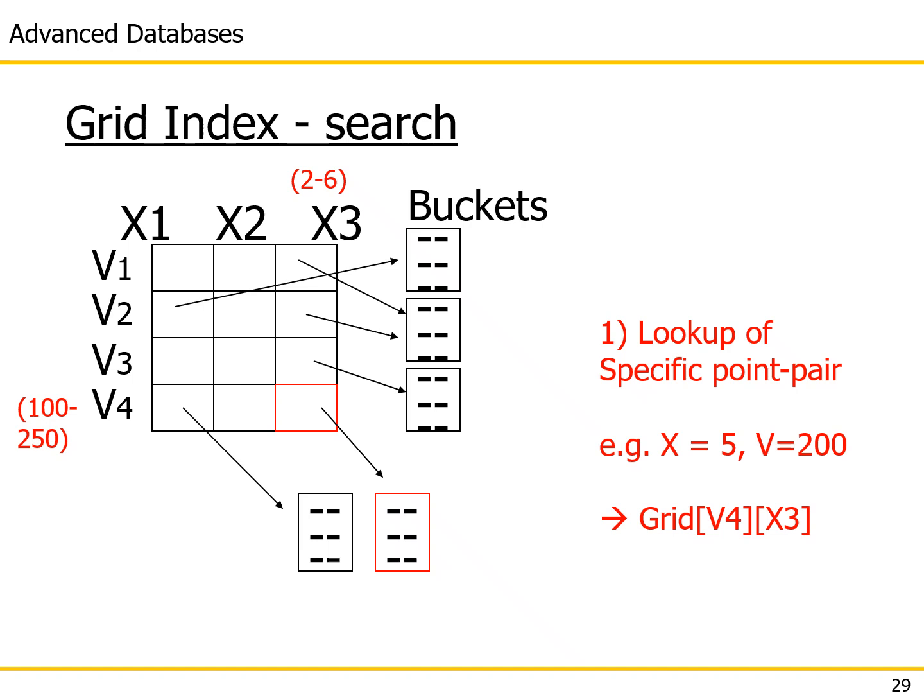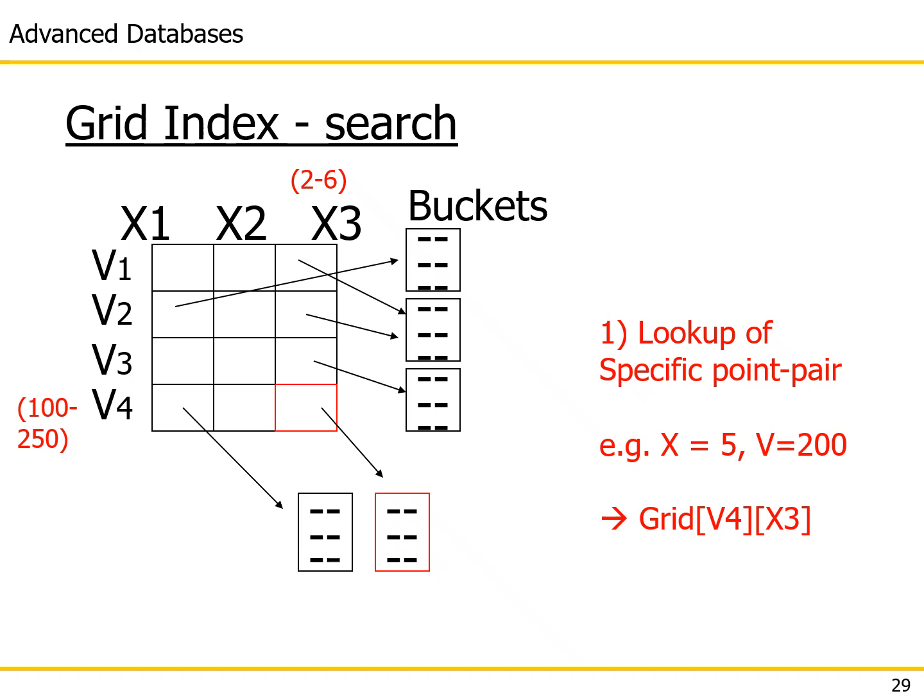Now, if I get a query like this, select star from where X equal to 5 and V equal to 200, I will go to every one of the dimensions alone. At the X dimension, I will look for 5. 5 exists between 2 and 6, so it's going to be the last column. V is 200, so it exists between 100 and 250, so it's going to be in the last row. The intersection of the identified row and the identified column is going to be the cell that's highlighted here in red. I will go there and find the reference to the page that has references to the pages of the table. So this is how I actually use the grid index.